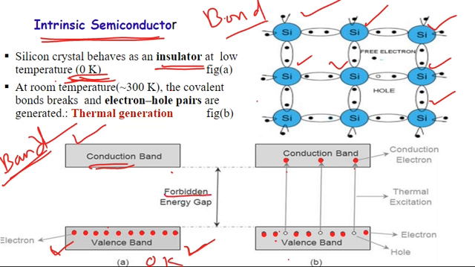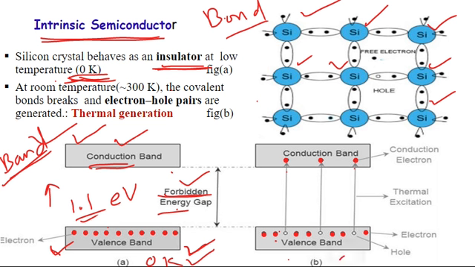There is a forbidden energy gap which the electrons require to cross to move from the valence to the conduction band. That energy is not attainable at 0 Kelvin, so your silicon crystal behaves as an insulator. This forbidden energy gap is measured in electron volts, and for a silicon crystal it is 1.1 electron volt. So it behaves as an insulator as there are no electrons present inside the conduction band.